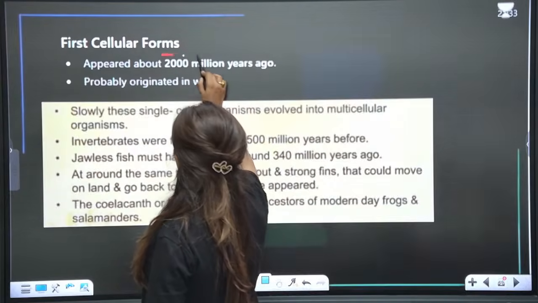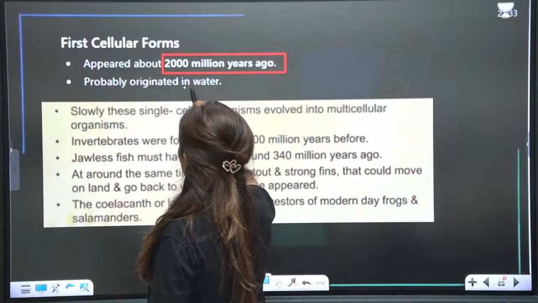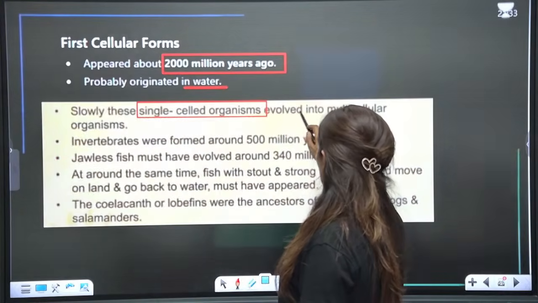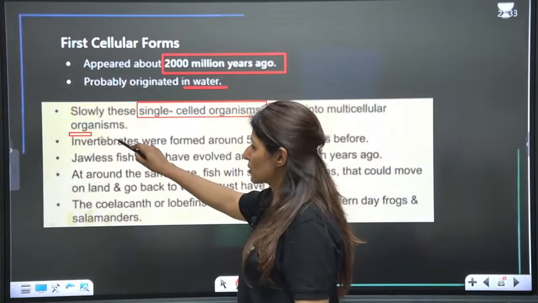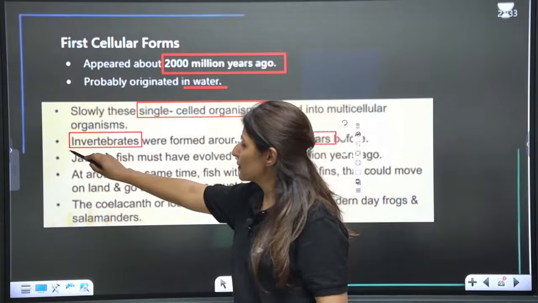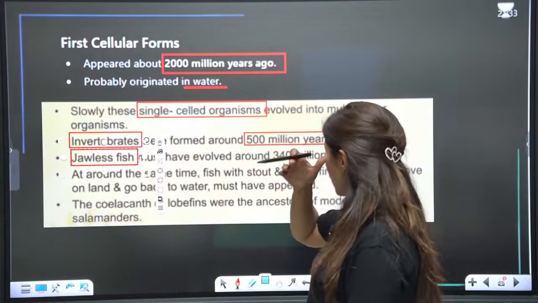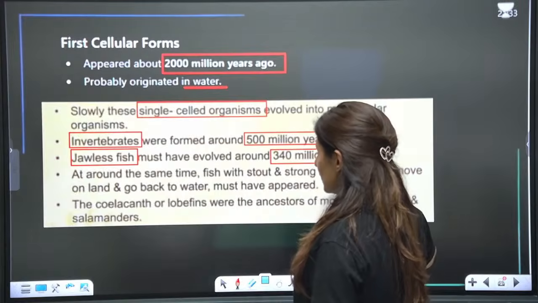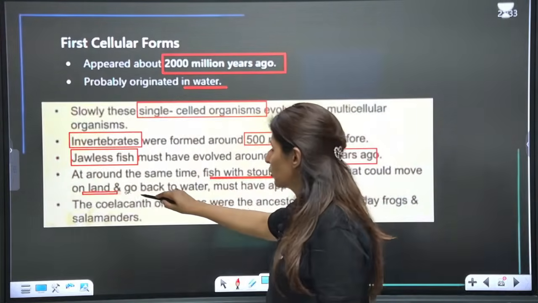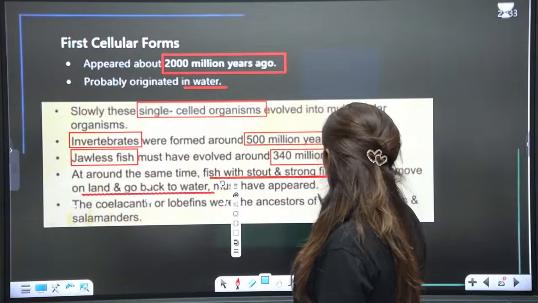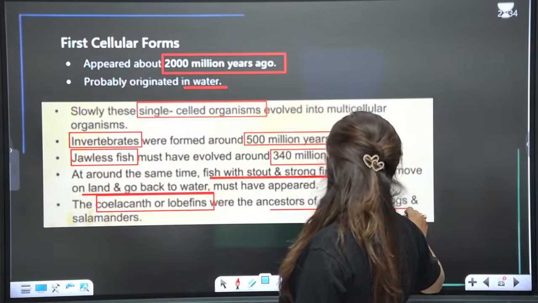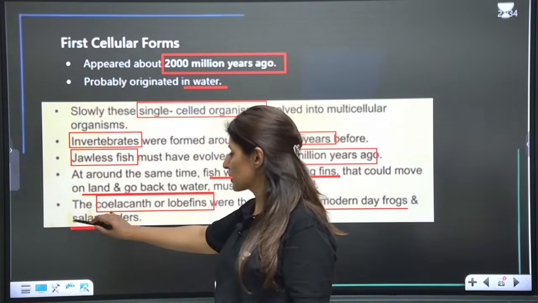Now the first cellular forms, look at here. The first cellular forms came 2000 million years ago, and of course life originated in water. Now single-celled organisms evolved into multicellular. So when did invertebrates come? 500 million years before. Jawless fishes, I've made them in tabulated form, around 340 million years back. The fish with stout and strong fins, which could come on land and go back in water, was a lobe fin. So coelacanths and lobe fins were the ancestors of modern-day frogs and salamanders.